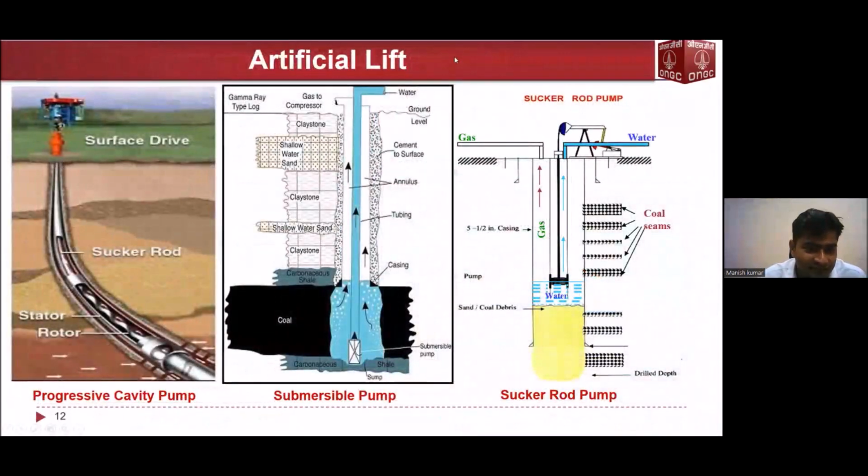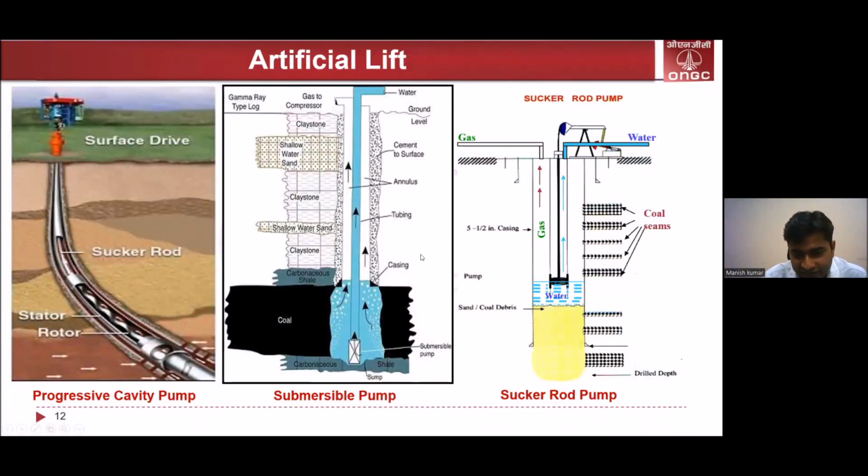As I have said, CBM wells are subhydrostatic in nature, so it will not produce as soon as we complete the well. So we have to install an artificial lift system in the CBM wells, and some of the artificial lifts which we are using are PCP, which involves a stator, rotor, and screw type design, which lifts the liquid, that is water, from the well.